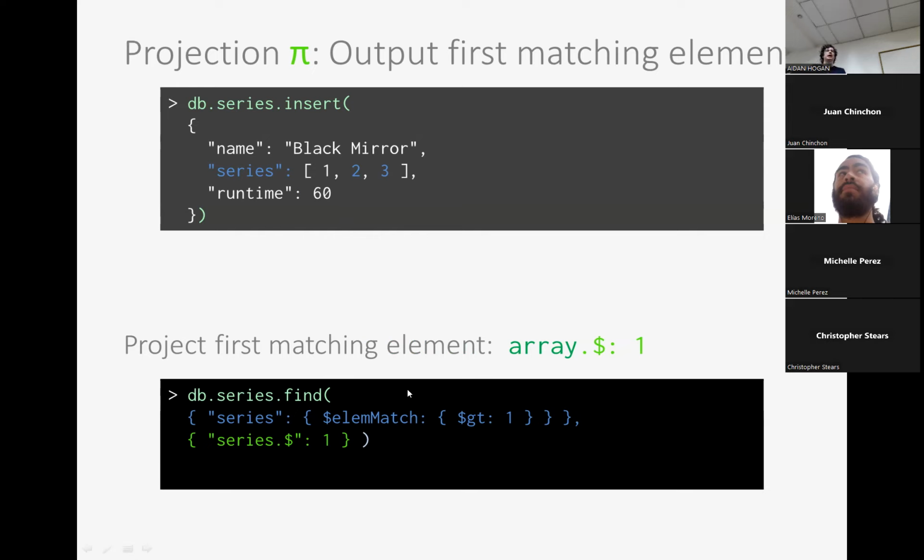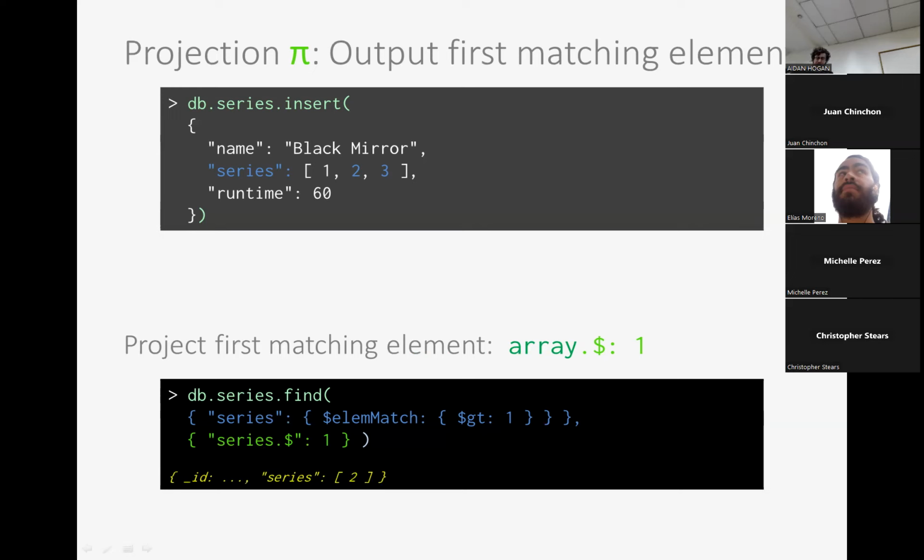criteria. In general, the selection and the projection are completely separate things. This is a slightly weird feature, but it's like an abbreviation. Basically it says return the first element that satisfies this selection criterion here for series. So series elemMatch greater than 1, okay? The first element of this array that matches the selection criteria is the element 2. Okay, so we return 2.